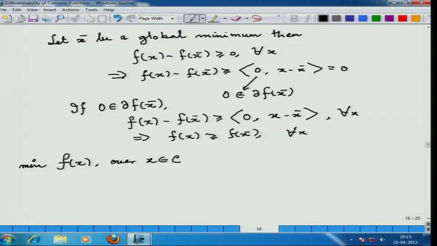So, let us think it over, let us be a bit intuitive. If this was differentiable, the optimality condition is both necessary and sufficient. Of course, f is a convex function, C is a convex set. In our study, we have to be very careful: unless and until mentioned, the functions are always convex and the sets are always convex and usually closed, unless specifically told to be open.